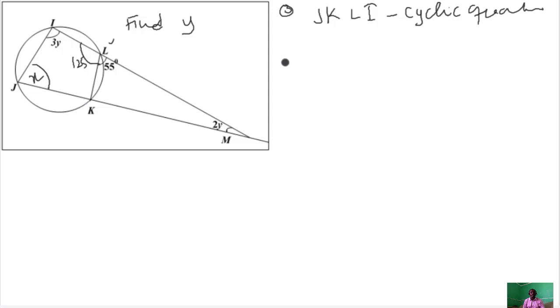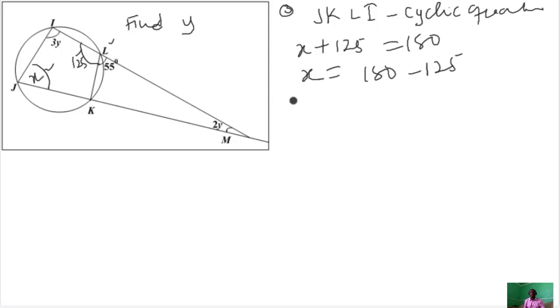So let's call here x. Therefore, x plus 125 will give us 180. So the sum of opposite angles will give us 180. So x will be equal to 180 minus 125. Therefore, our x will be 55 degrees. Again, we can also conclude that this side will be 3y.